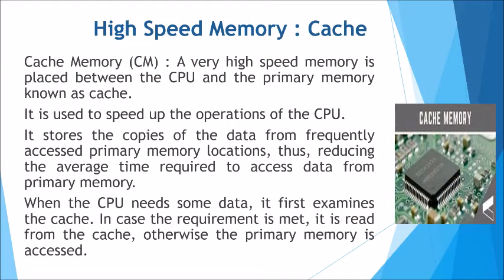High-speed memory, cache. Cache memory is a very high-speed memory, and it is placed between the CPU and the primary memory. It is used to speed up the operation of the CPU. It stores the copies of the data from frequently accessed primary memory locations, thus reducing the average time required to access data from primary memory. When the CPU needs some data, it first examines the cache. In case the requirement is met, it is read from the cache, otherwise the primary memory is accessed.